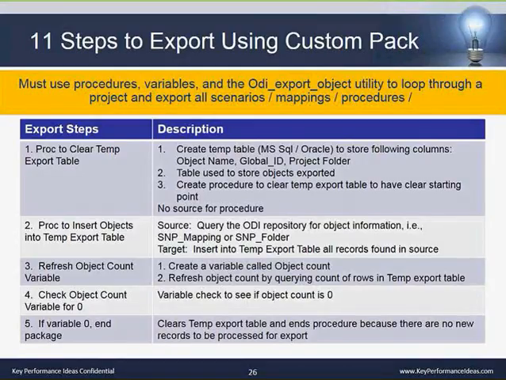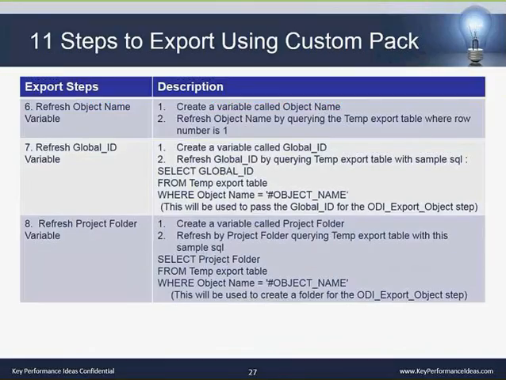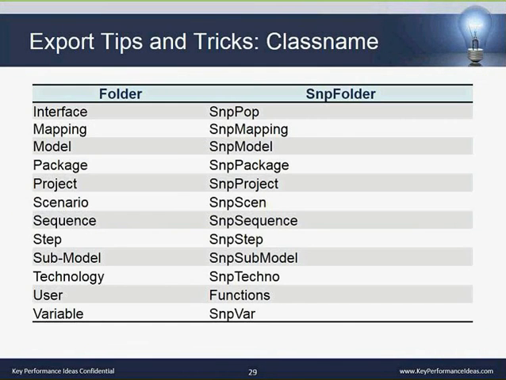We're going to create a variable to count the objects, and then as we go through the export process, the key thing here is we're going to be using the ODI export object functionality within the package section of ODI. When you use the ODI export object, all you really need are an object name, the global ID that you're going to export, and then the type of file that you're going to export. So here, the class name. If I'm going to export, let's say, a mapping, I need to use SnpMapping as my class name.